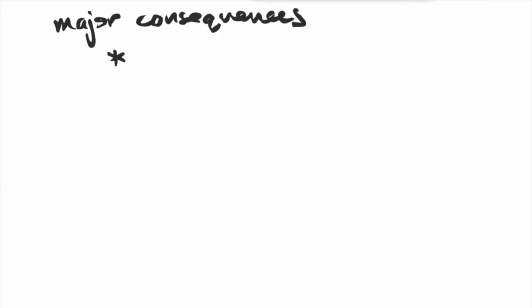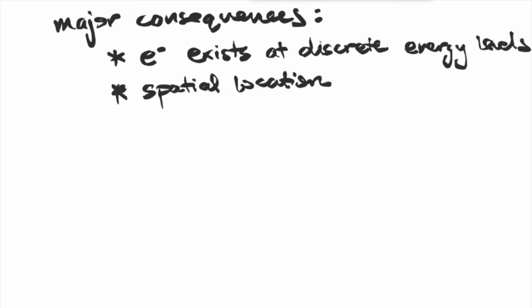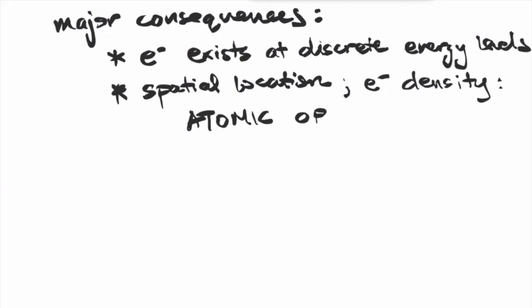What is important, however, is the conclusion it provides us. There are two main takeaways from these wave functions. The first takeaway is that electrons exist at discrete energy levels. Another way to say discrete is quantized. This is why it's called quantum chemistry. The second takeaway is that the energy is a function of spatial location. From this, we can draw electron density maps, or the probability map of finding an electron at a certain spatial point. This map is called the atomic orbital.